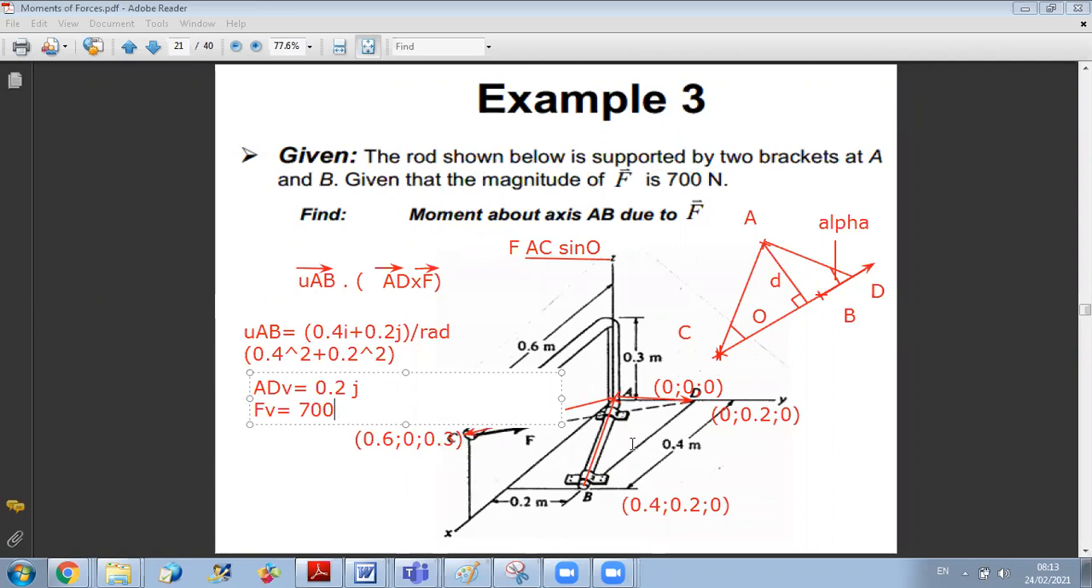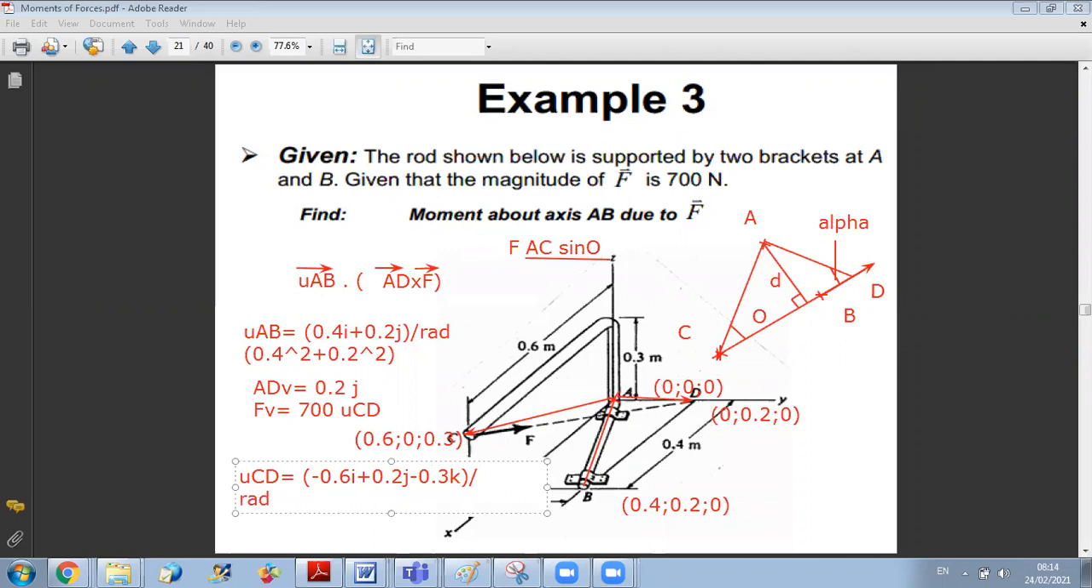And since we know that it's passing by 2 points, C and D, and it's directed from C towards D, then it is F times unit vector of CD. Okay, so now what we still need to find is unit vector of CD. To find unit vector of CD, as usual, we do x of D minus x of C, so it's minus 0.6i, y of D minus y of C, so it is plus 0.2j, and 0 minus 0.3, so minus 0.3k, and over radical of 0.6 square plus 0.2 square plus 0.3 square.